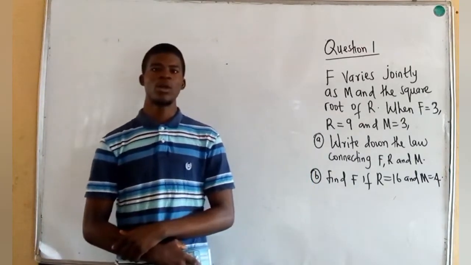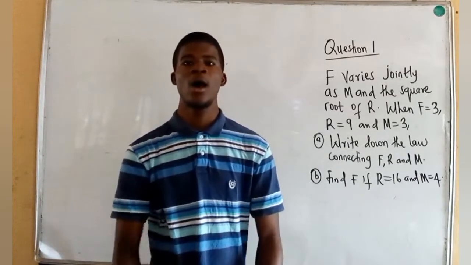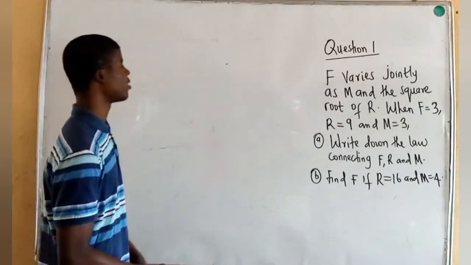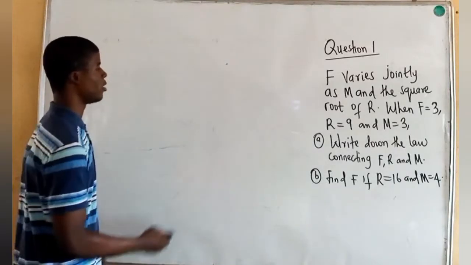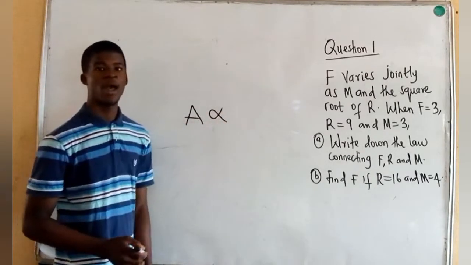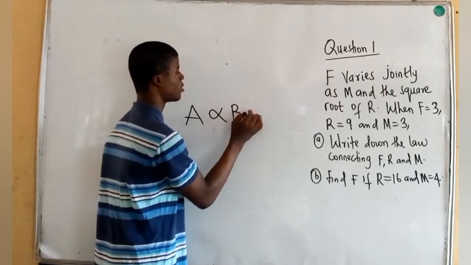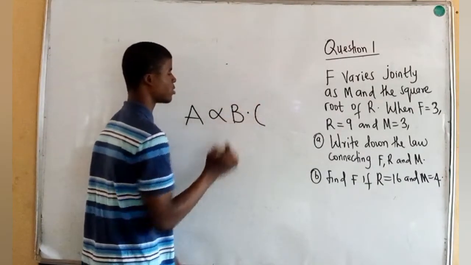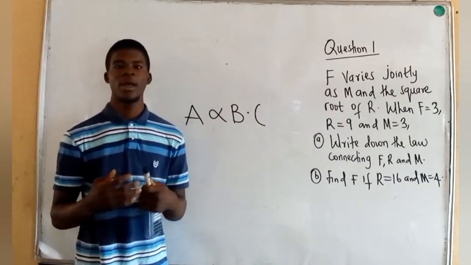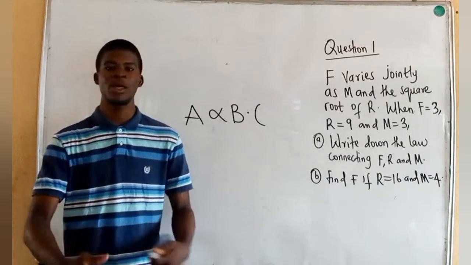When we say a quantity varies jointly as other quantities, this is what it means. If I say, for example, A varies jointly as B and C, this is what it means: A is proportional to B times C. That is, A varies directly as the product of B and C.